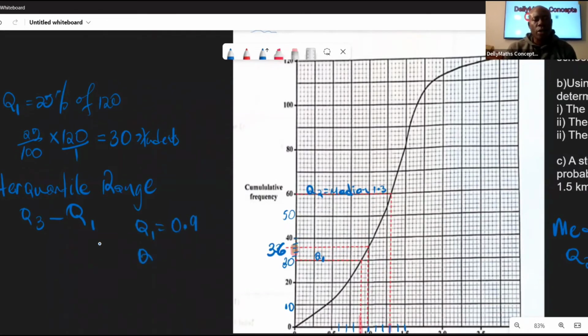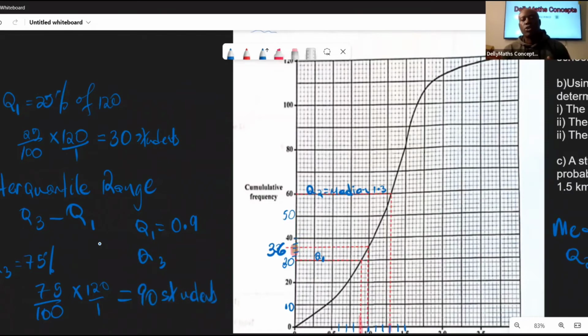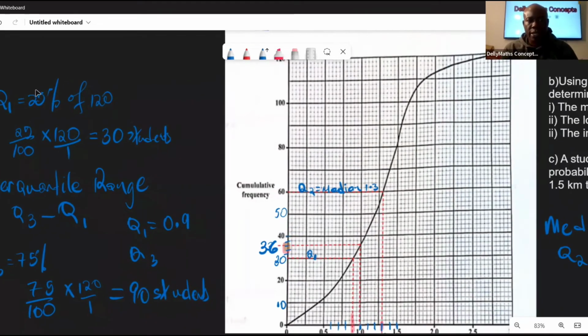So we want to go and find what Q3 is. Q3 refers to 75% of the sample, right? So Q3, this is actually 75% of the sample. So we're talking about 75 over 100. You want to multiply that by 120, and you will find out that this will give us 90 students. This is not the answer. We have to use this to be interpreted through the cumulative frequency curve. So I'm going to go for 90, right? So let's go across.